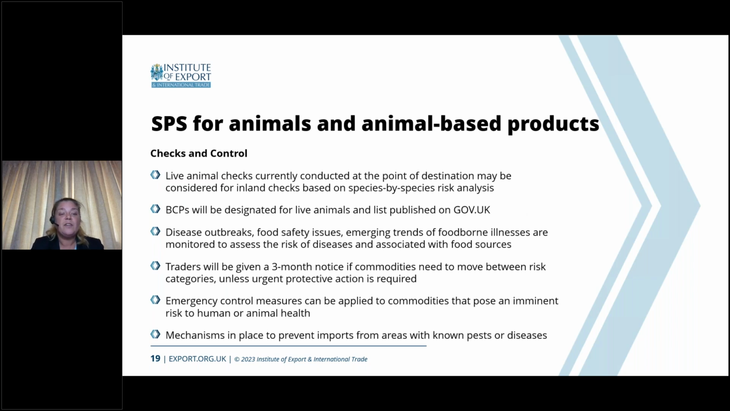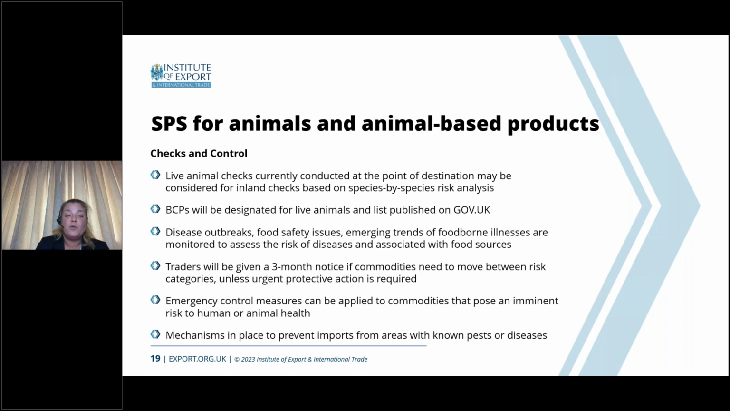So we also have live animal checks, which are currently conducted, as we say, at the point of destination and may be considered for inland checks based on the species by species risk analysis. The border operating points that currently do inspections for live animals is currently under review and may well change. So please bear this in mind when looking at your supply chain route of bringing those commodities over, whether it be pets or whether it be an actual commodity to go within the food chain.